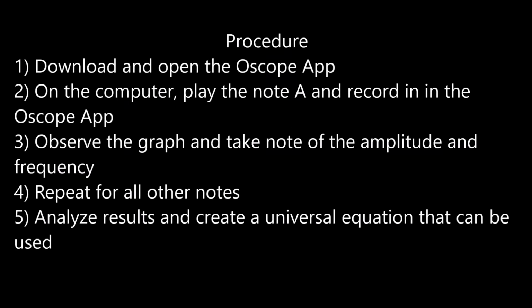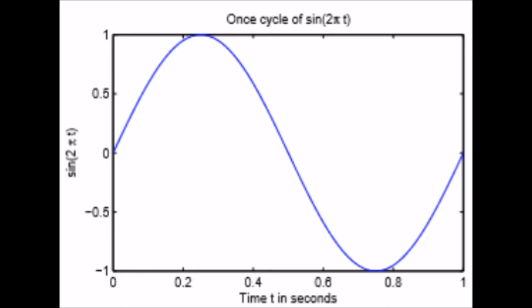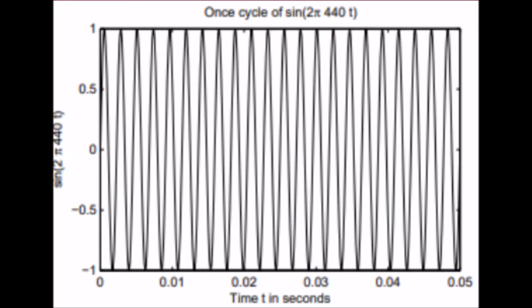The procedure involves downloading the oscilloscope app, and on the computer play the note you want and record it on the app. Observe the graph and take note of amplitude and frequency. Repeat for all other notes and then create a universal equation that can be used with a sine function that oscillates through one cycle in 1 second. A function that oscillates 440 times per second will look more like this.